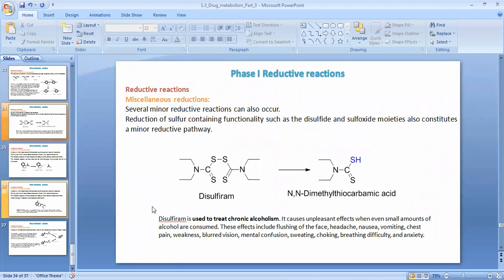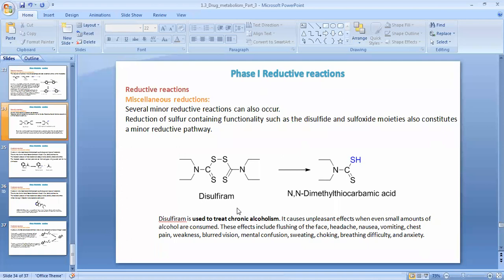So what is the use of this disulfiram? Disulfiram is used to treat chronic alcoholism. If some person is continuously addicted to alcohol, we are going to treat that person with this disulfiram molecule, which is going to cause an unpleasant effect even when a small amount of alcohol is consumed.